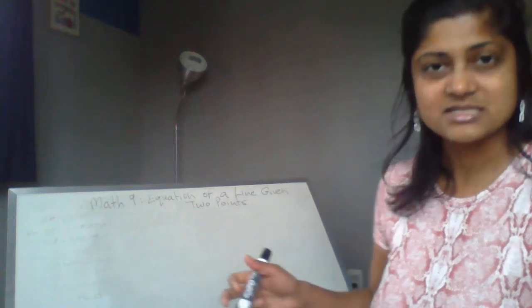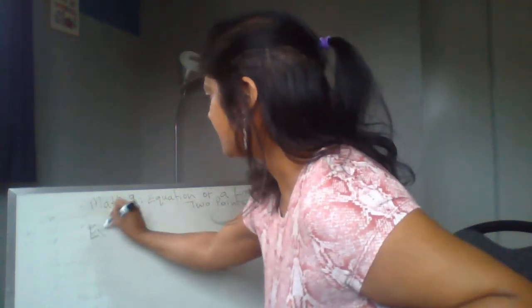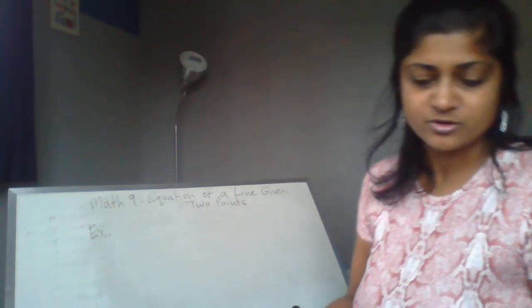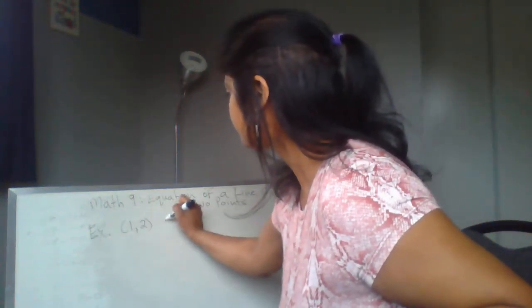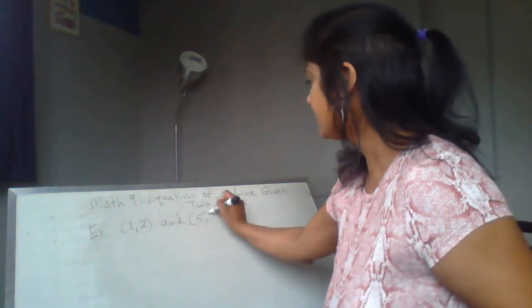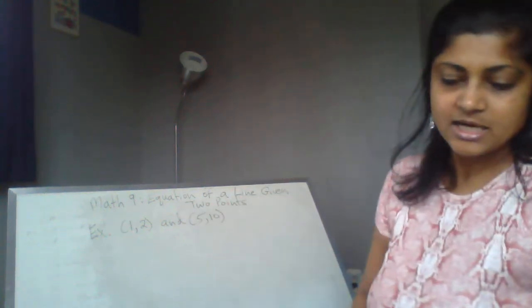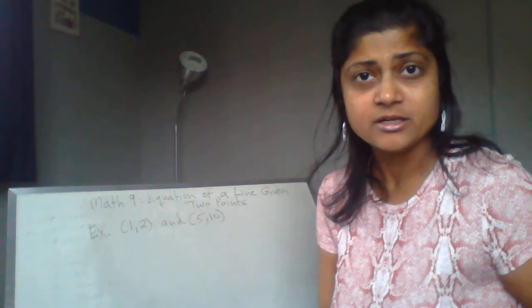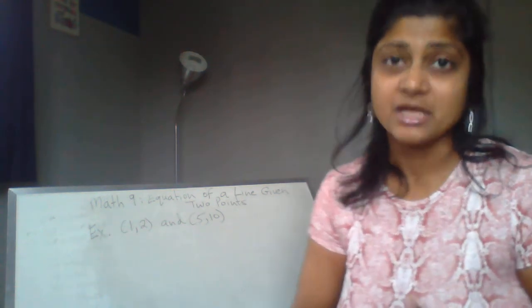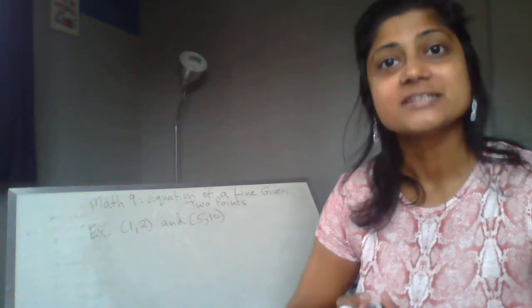We're going to try some of the examples in the textbook. So I'm going to put example here. A line passes, I'm going to just read out the question first. A line passes through points 1, 2 and 5, 10. Okay, and it says find the equation of the line. Both of these points are found on that same line, and again remember that the line is linear.